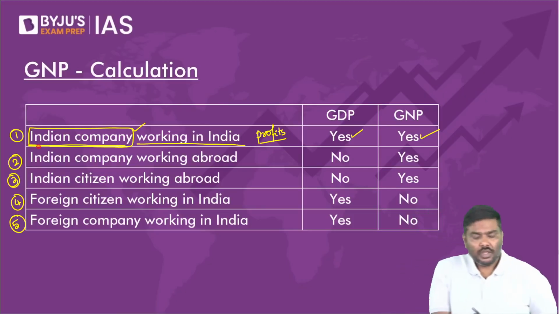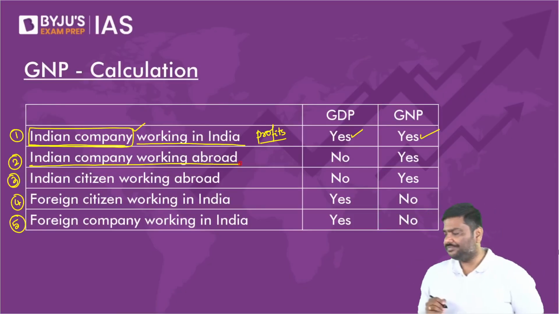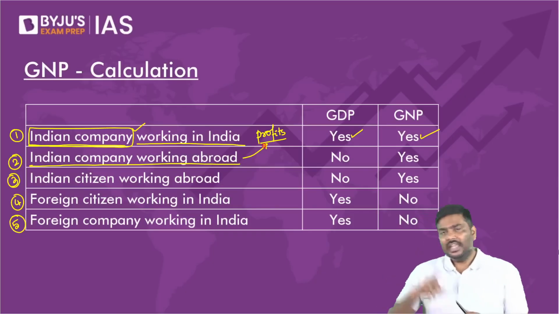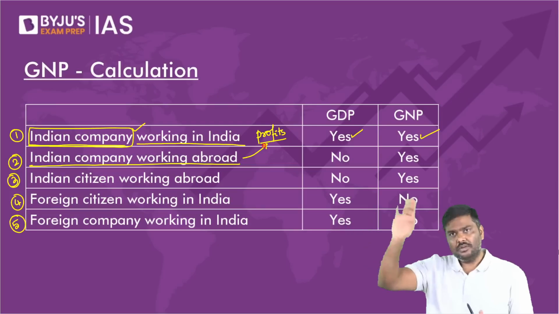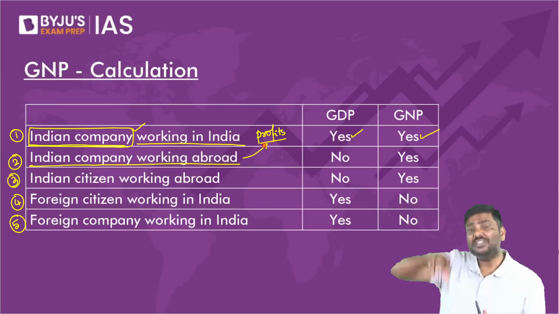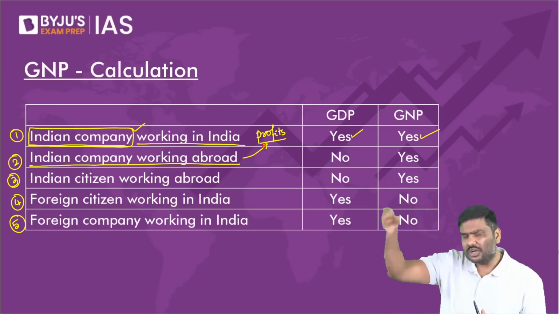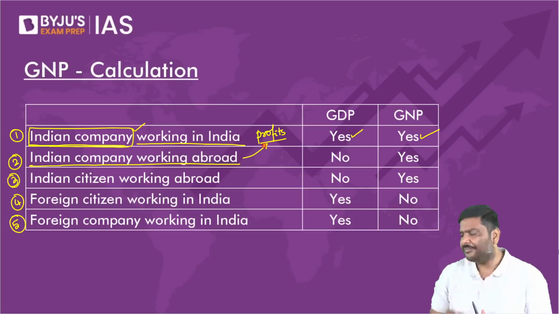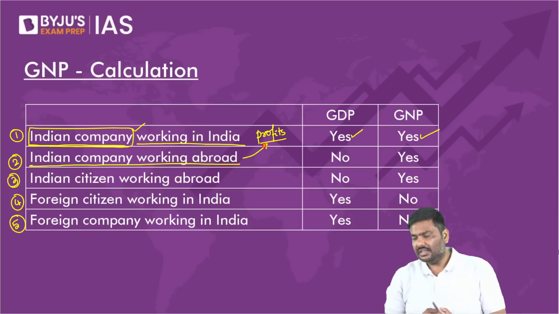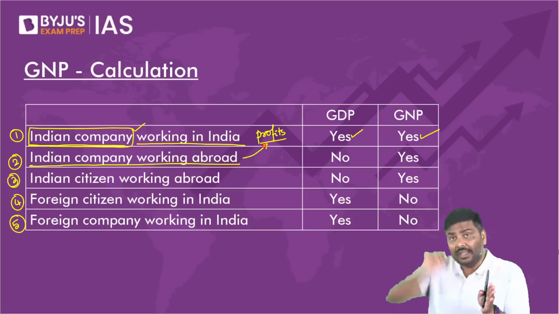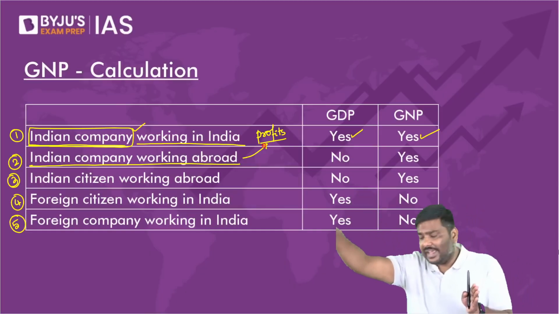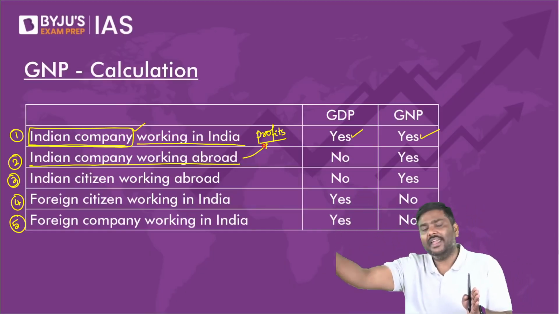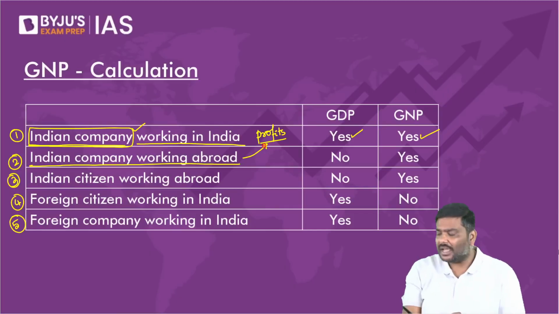Point number 2. An Indian company is working abroad and is generating profits. An Indian company is working in USA, and it is generating profits in USA. The profits generated in USA, will you count it while calculating India's GDP? Please understand the point. In USA, not in India. Is it counted as a part of GDP calculation for India?